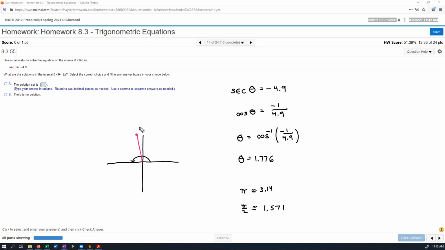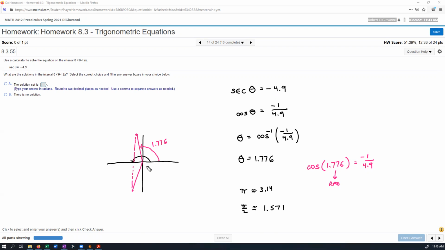So what we're saying is that cosine of that angle, 1.776, remember that's in radians, is equal to negative 1 over 4.9. Now, cosine is the x coordinate, so at that angle we have this x coordinate, whatever it is. We should also have that same answer down here, with the same x coordinate. Although we know this angle here is 1.776, we still need to figure out what this angle here is.